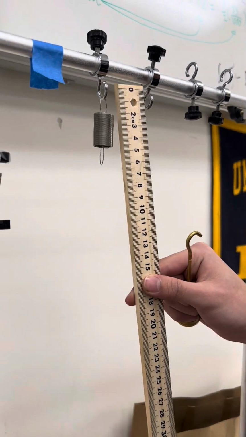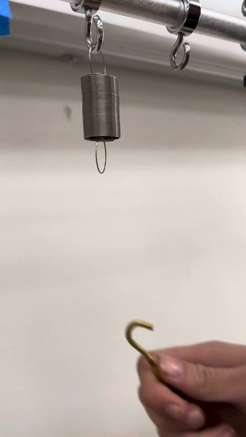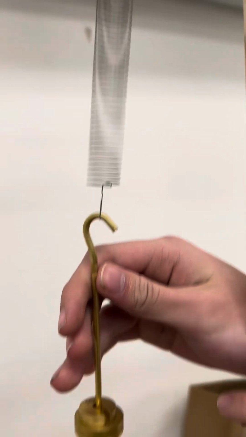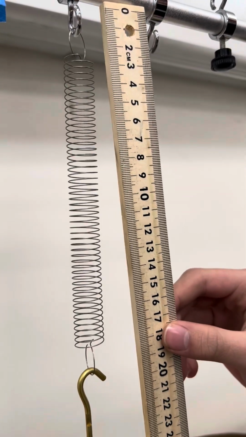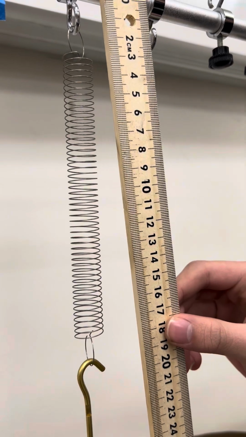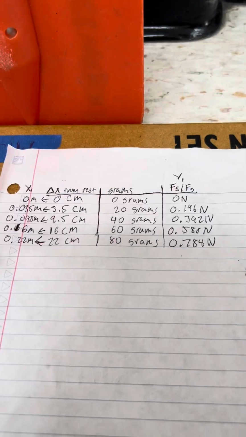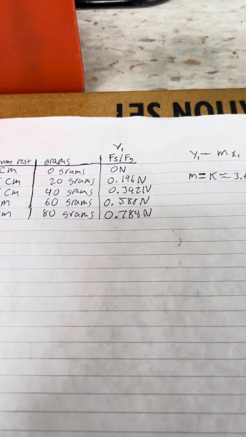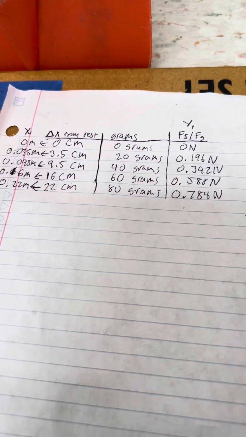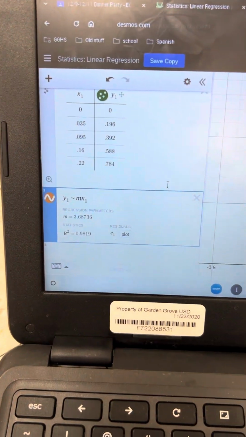Alright, so we got the initial length of the spring, and then we started hanging different weights on the spring and then measuring how much the length of the spring changed in order to get the delta X. And then we converted all that into units of newtons and meters. And after that, we got all of our points and we graphed it with that equation.